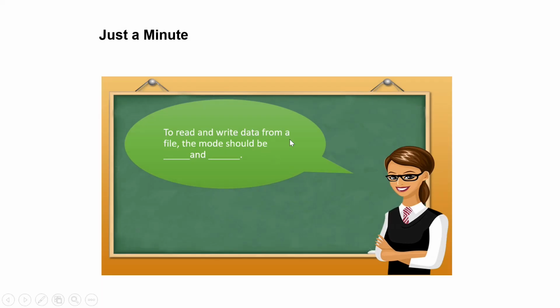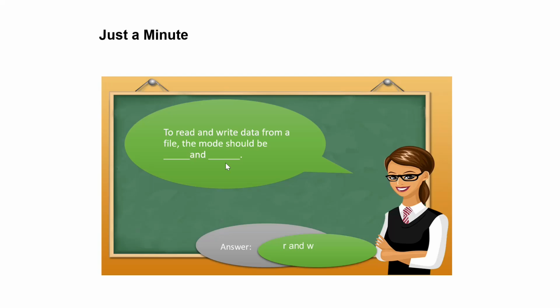To read and write the data from a file, what mode should it be? Read and write. So R for read, W for write. So the right answer is R and W, as you can see here.